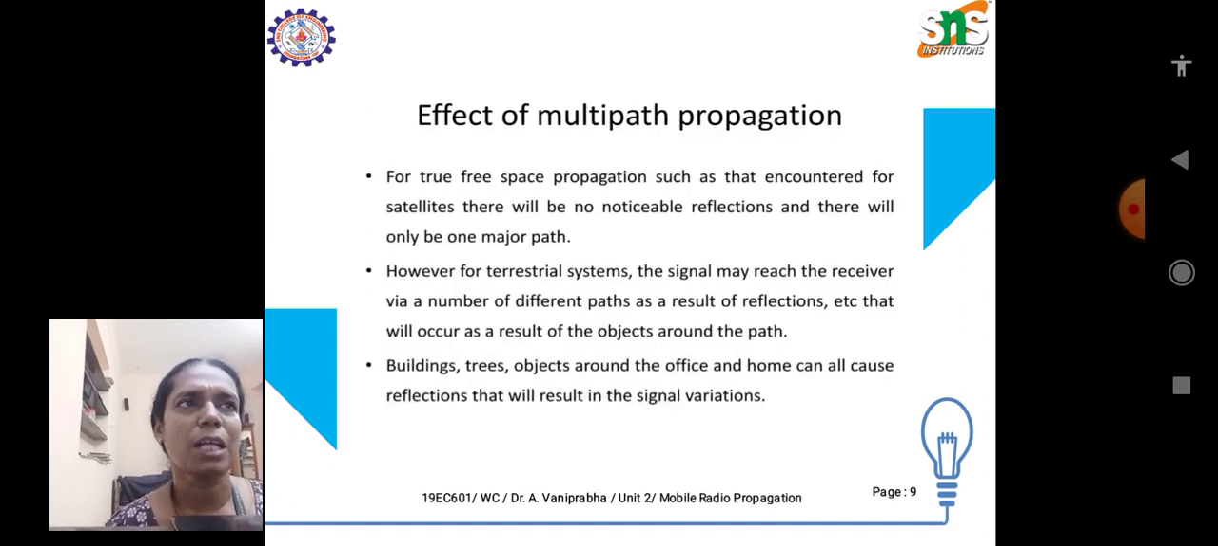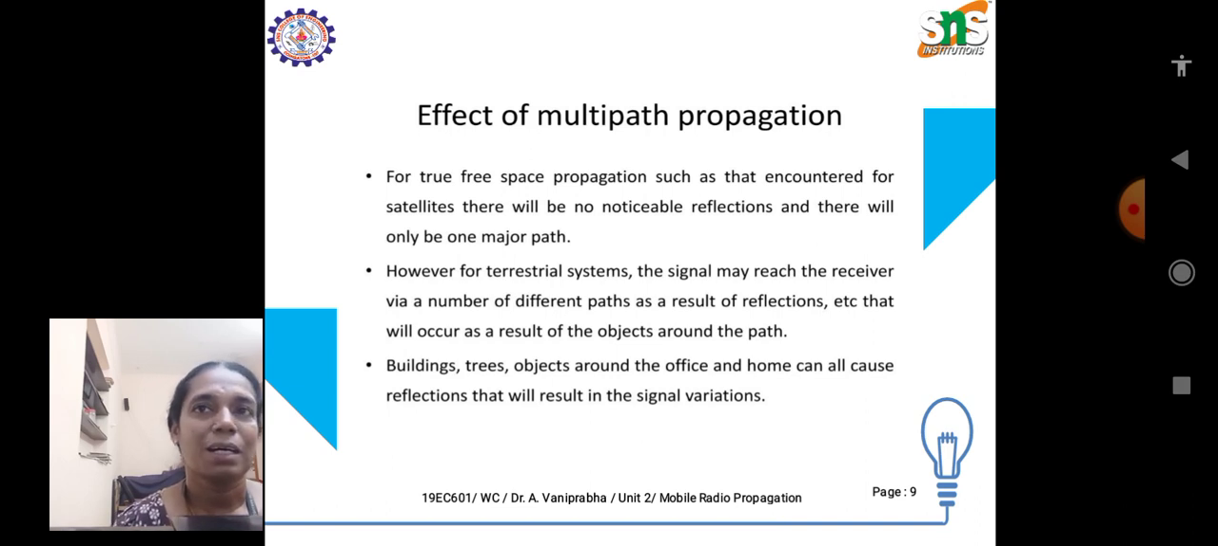Effect of multipath propagation. What do you mean by multipath? Single path is nothing but direct line of sight. Multipath is the ground reflected path and the direct path. Like this, many paths can be formed during the transmission of signal from transmitter to the receiver. This is termed as multipath. For true free space propagation, such as encountered for satellites, there will be no noticeable reflections and there will be only one major path or a dedicated path.